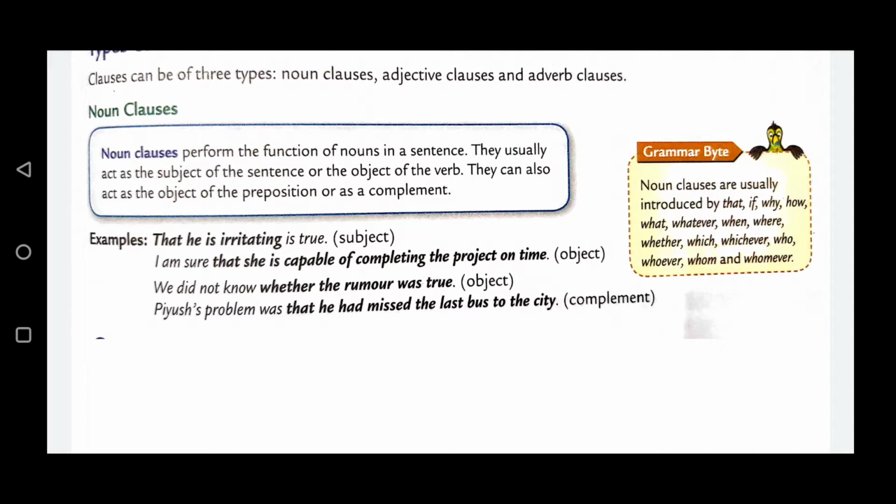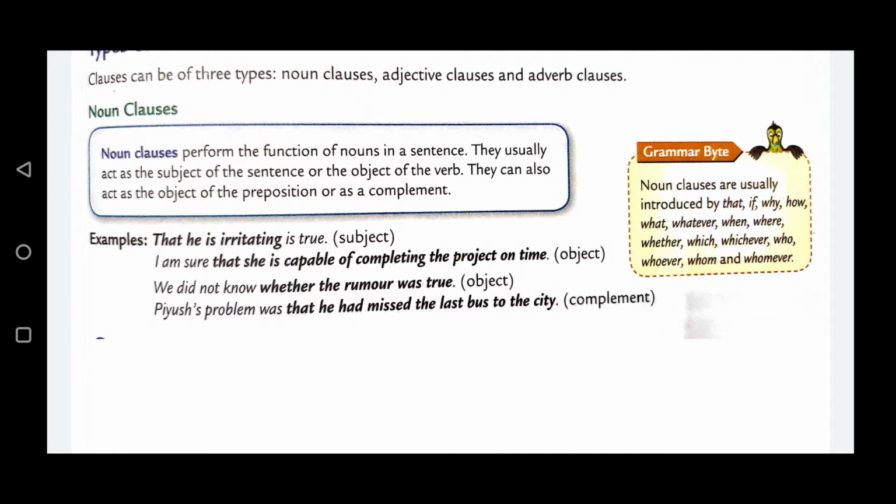I am sure that he is capable of completing the project on time. I am sure of what? Right? I am asking again the question, of what? That she is capable of completing the project on time. Now here this is used as an object, but it answers what to your verb.